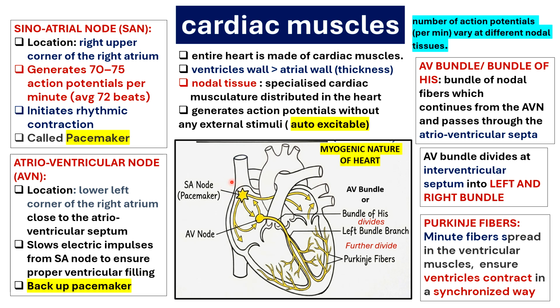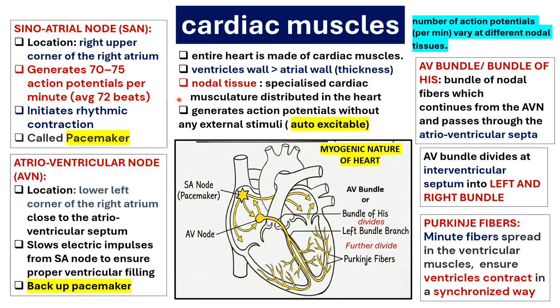Now, let's talk about the main type of the nodal tissue, that is the sinoatrial or the SA node, commonly known as the pacemaker of the heart. It is located in the right upper corner of the right atrium, and what is its function? To initiate rhythmic contraction. It generates 70 to 75 action potentials per minute and is responsible for the human heart rate, which averages about 72 beats per minute.